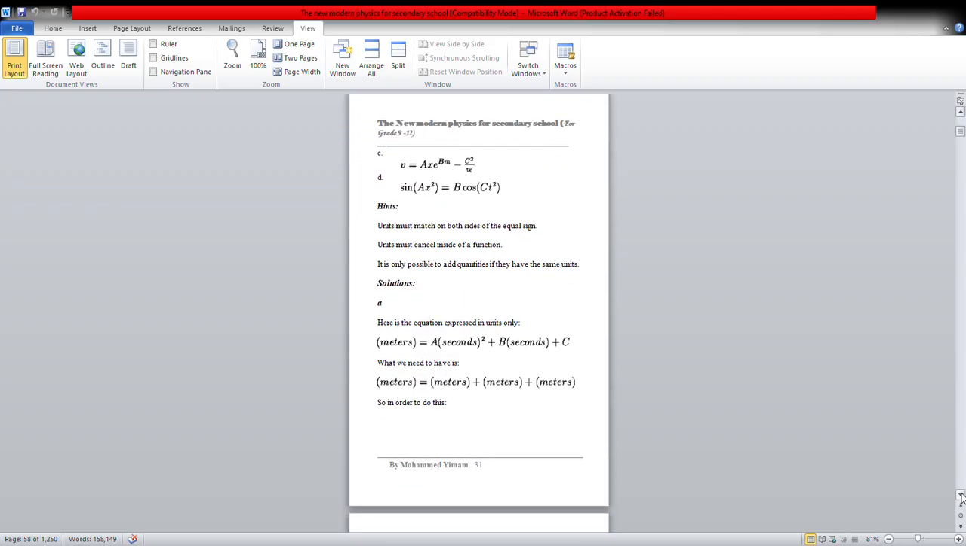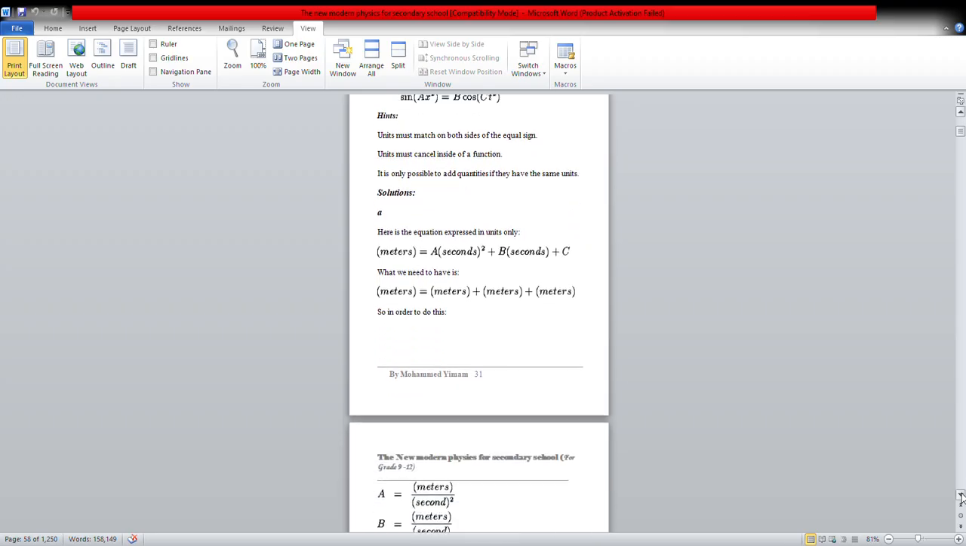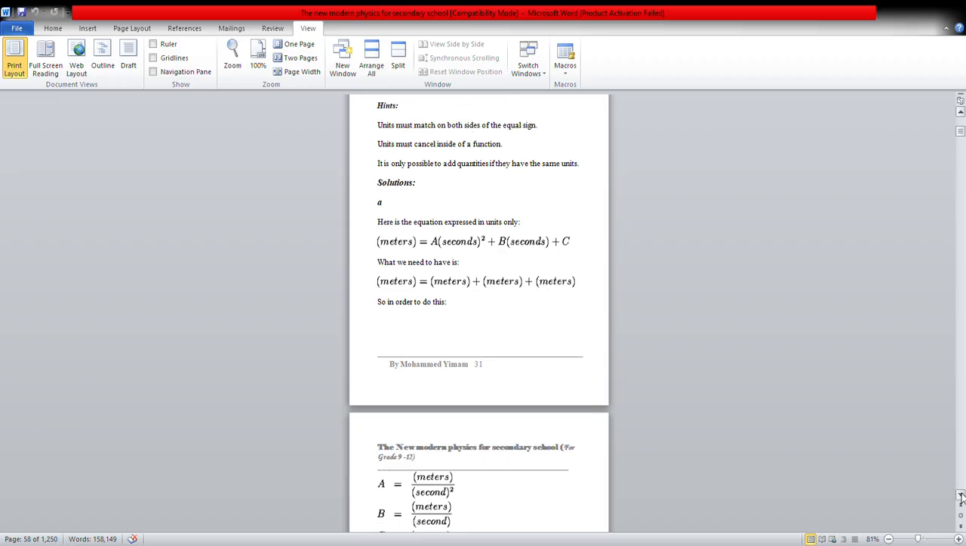Hint. Units must match on both sides of the equal sign. Units must cancel inside of a function. It is only possible to add quantities if they have the same unit. Solution. A. Here is the equation expressed in units only. Meter is equal to a times second squared plus b times seconds plus c. What we need to have is meter is equal to meter plus meter plus meters.